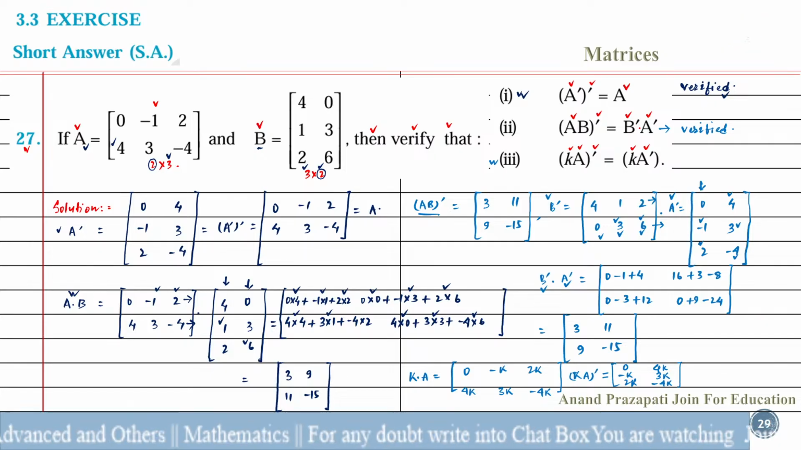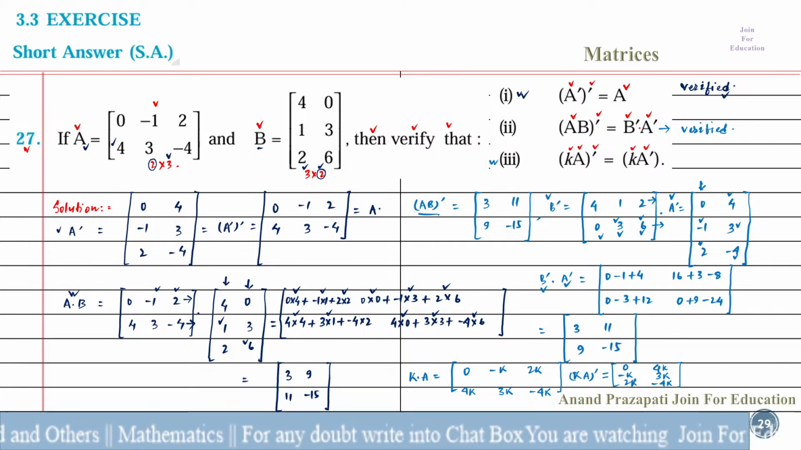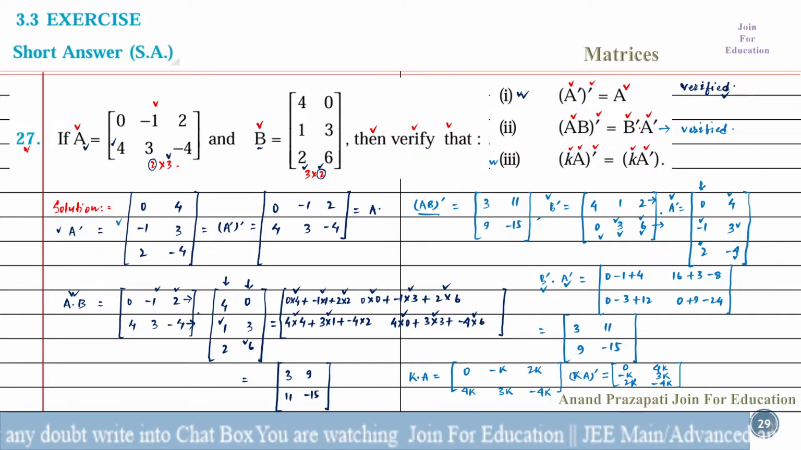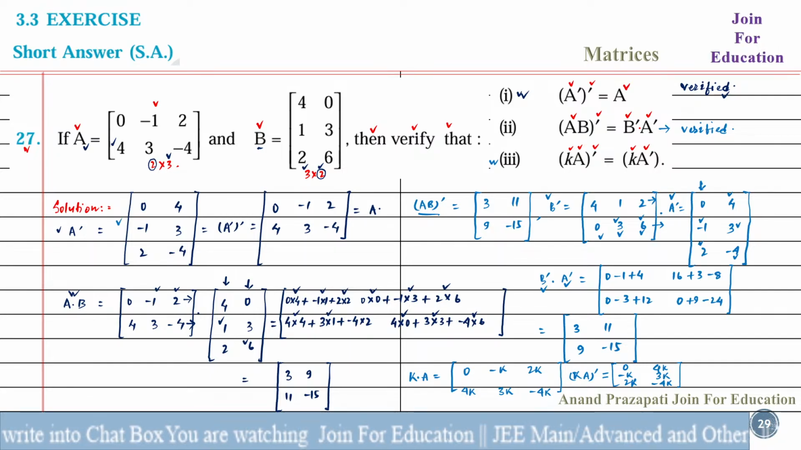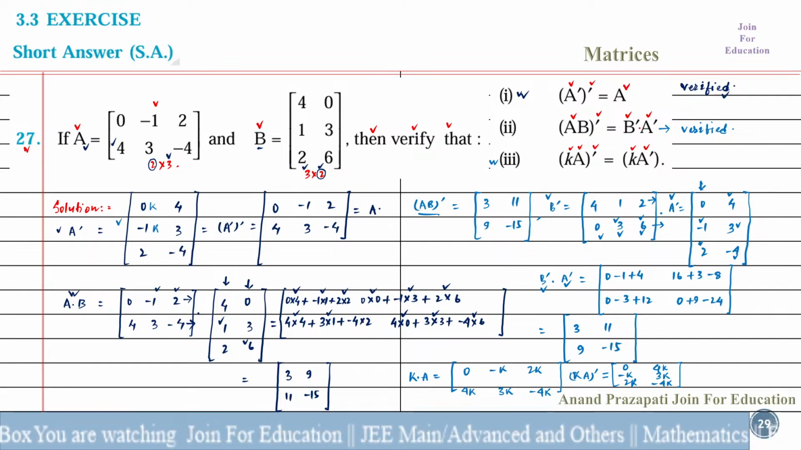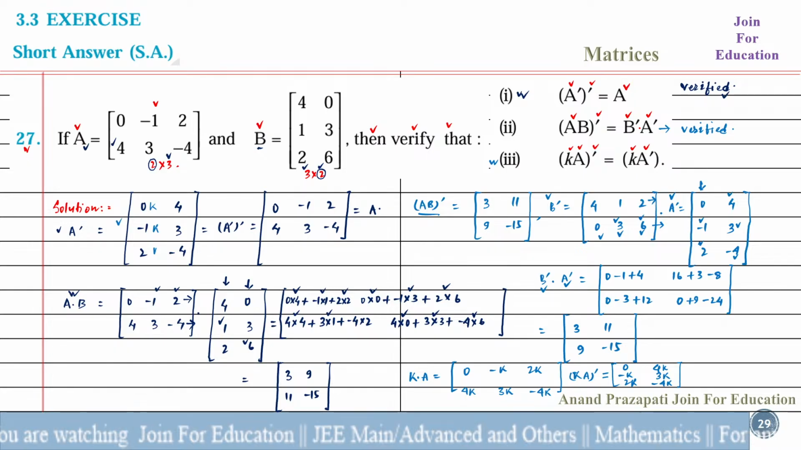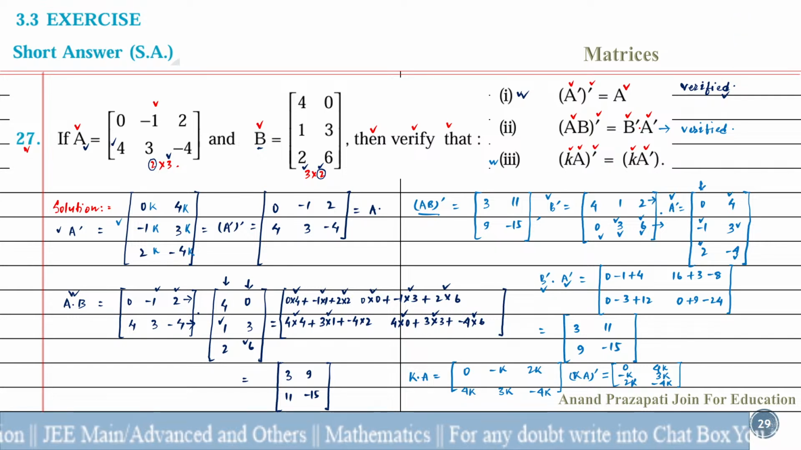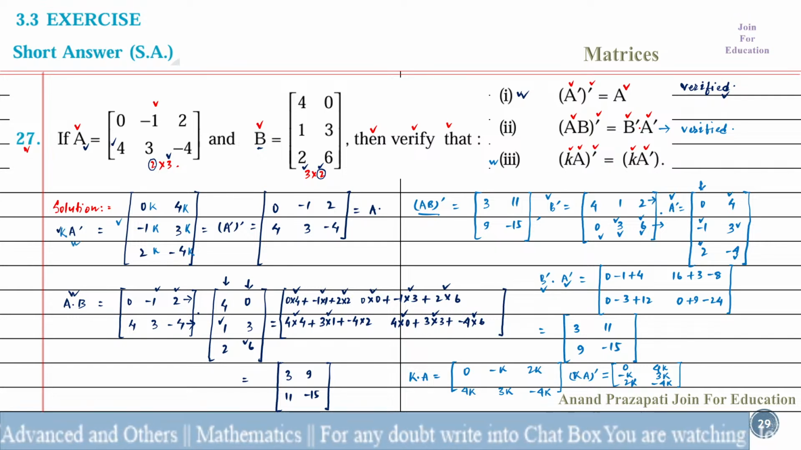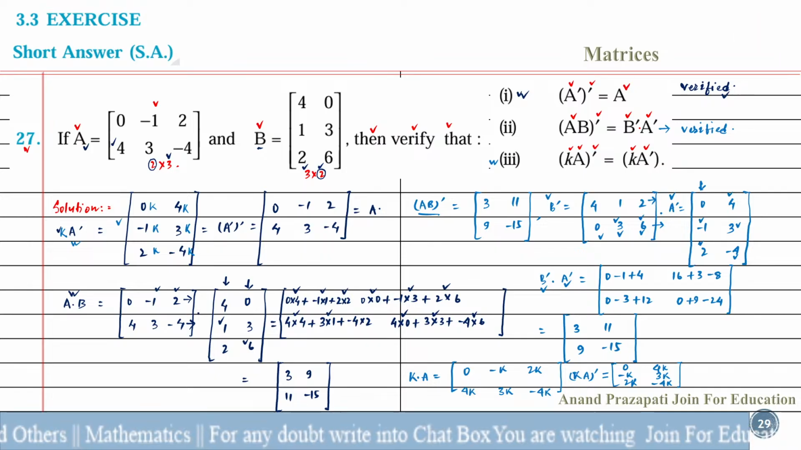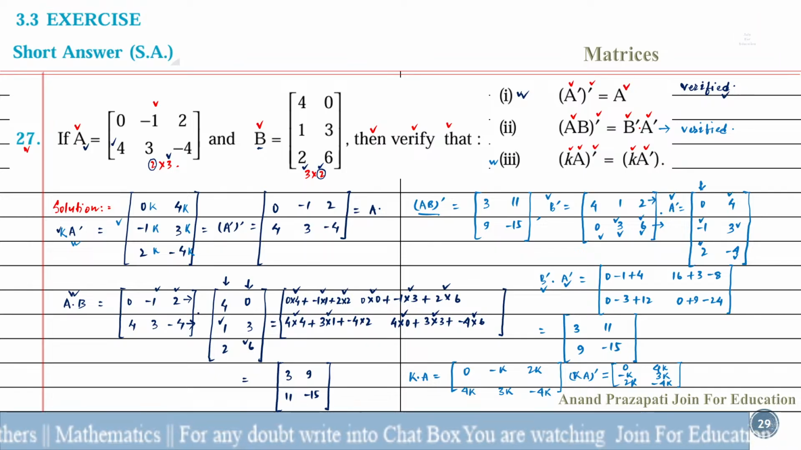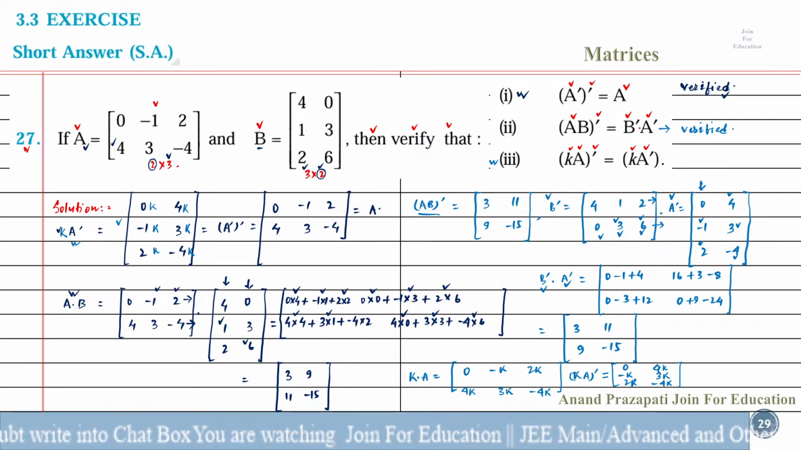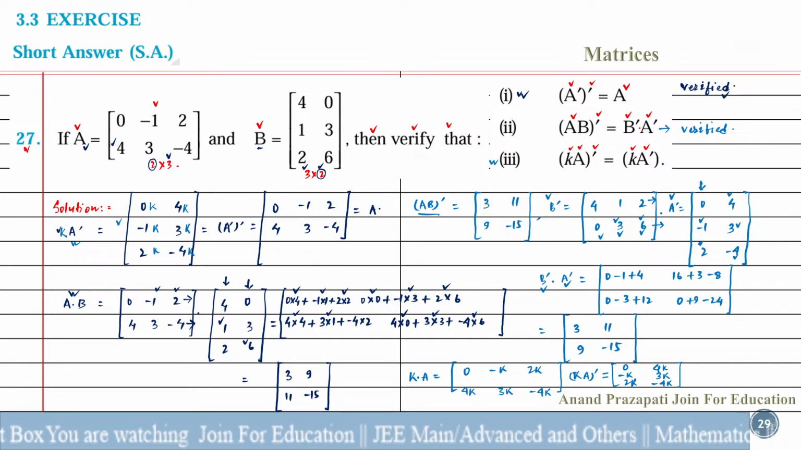So K into transpose of A. So this is the transpose of A. When this one is multiplied by K, then we get the same term, K into each element. So this one is multiplied by K into transpose of A. So both are same. 0, minus K, 2K, 4K, 3K and minus 4K. So this is also verified.